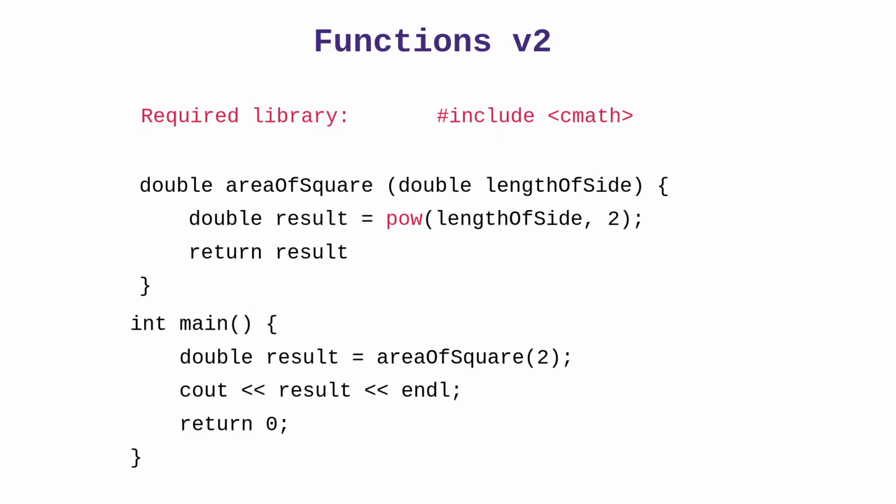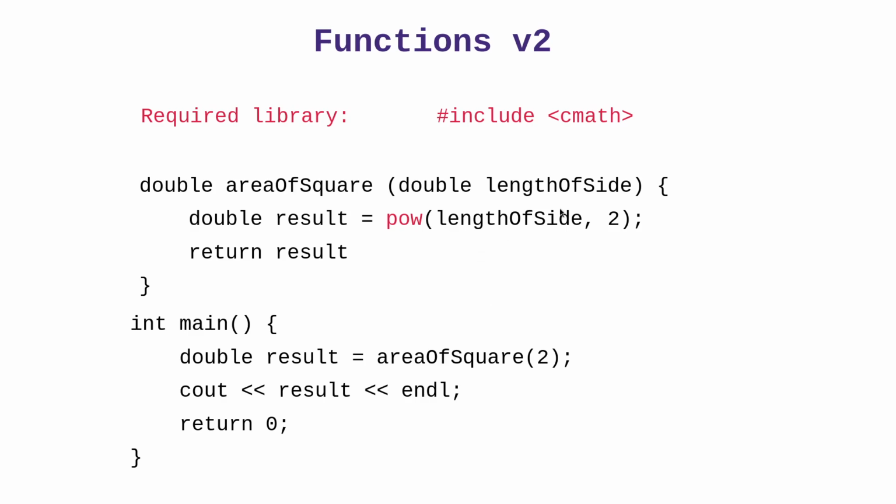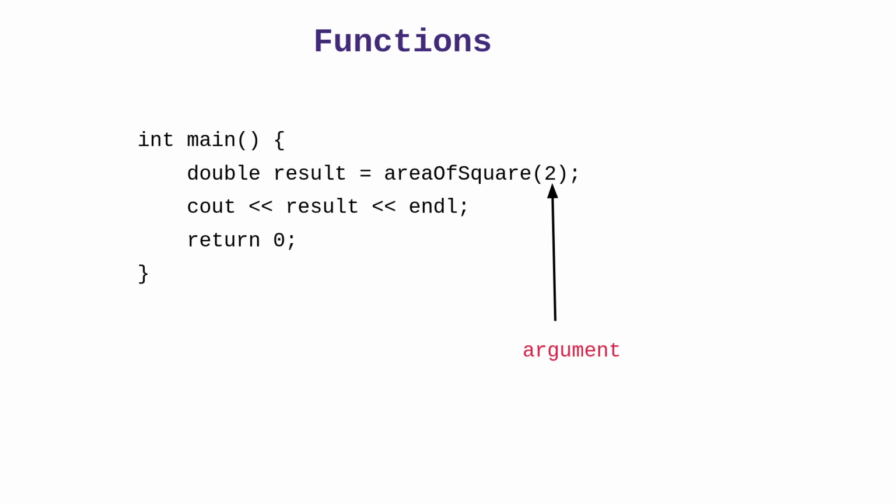Obviously, if I wanted, I could use the pow function, which allows me to use the power function. In this case, I would have said length of side squared. We look at both versions: the one where we implement the squaring ourselves, and the one where we use the CMAT library. Going forward, whenever there's a chance to use a library, we'll use the library. Great. So this is how we use a function.